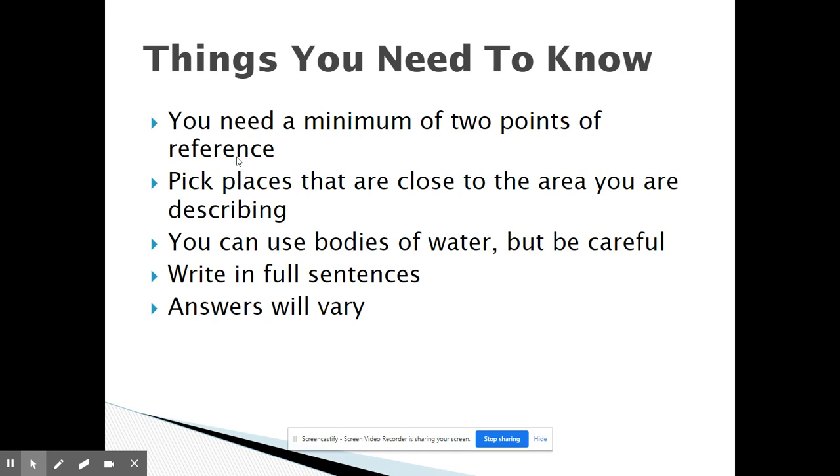Make sure you write in full sentences. This is something that needs to have a complete sentence. And just know that your answers will vary. How one person might describe where, say, Macon's at could be different than how someone else describes where Macon's at. So there are going to be a lot of correct answers.